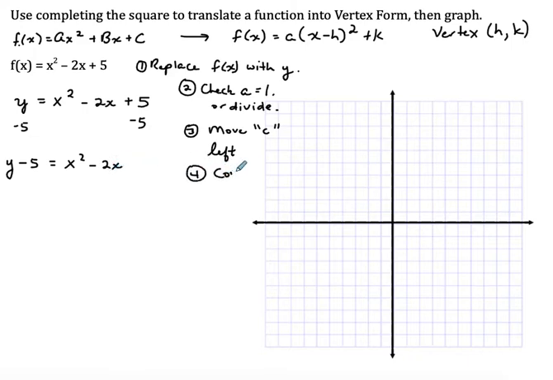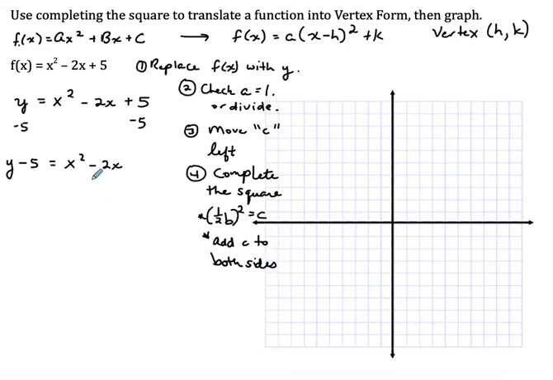Now I'm going to complete the square of the trinomial that I'm building on the right-hand side by taking half of that b value, squaring it, and writing that as the new c. Then I add that c to both sides. In this case, I've got negative 2. Half of negative 2 is negative 1. Negative 1 squared is positive 1. So I'm going to add 1 to both sides.